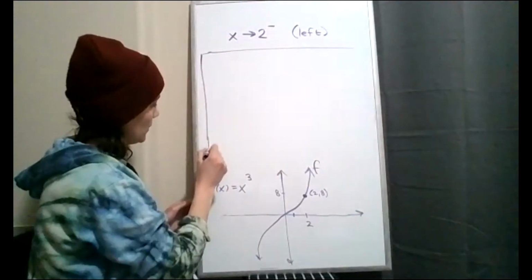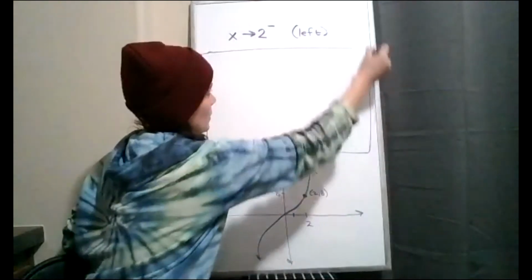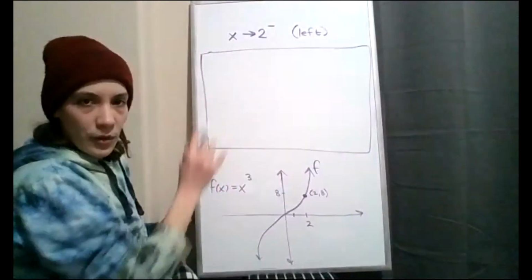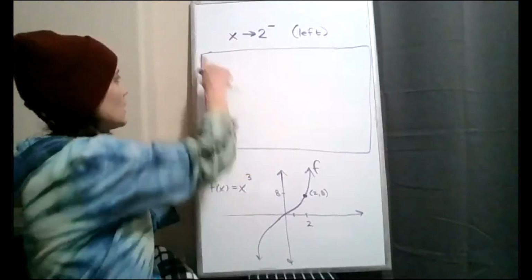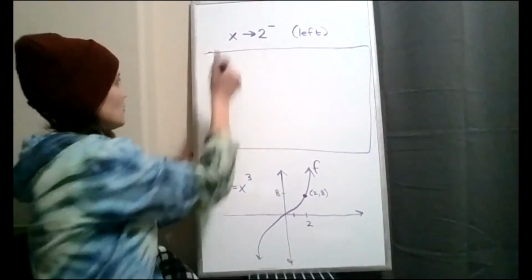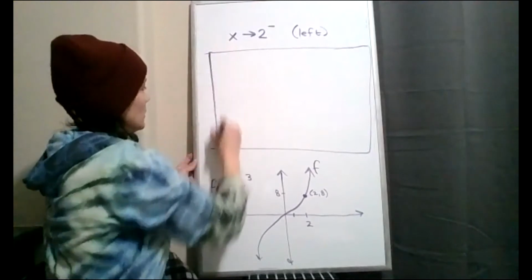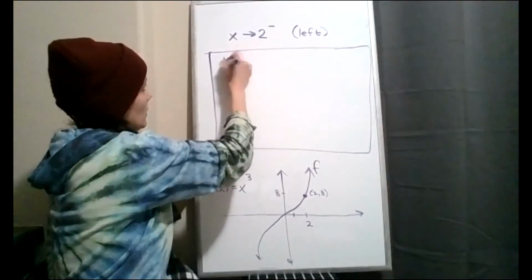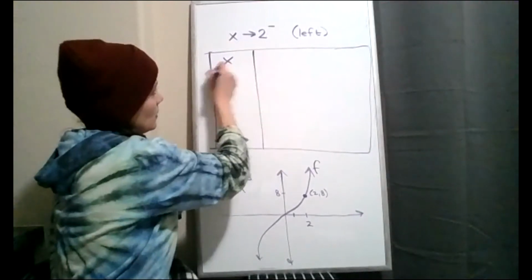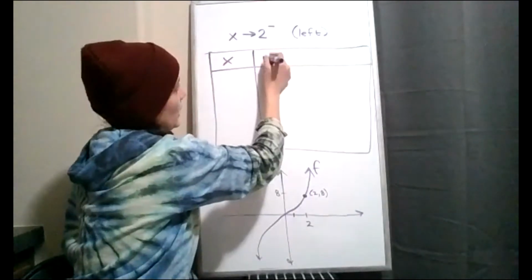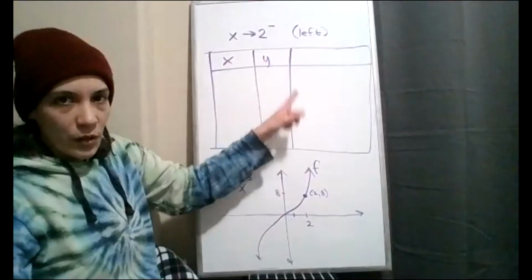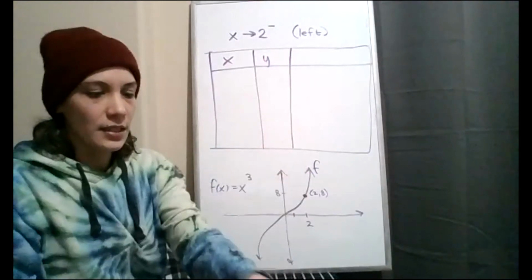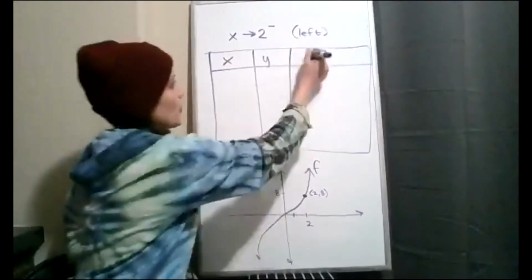I have quite a bit of stuff going on. So I've organized my scratch work so that I've got values for x, here, the output y, and we'll figure out what the different slopes are. The slope of the secant line.